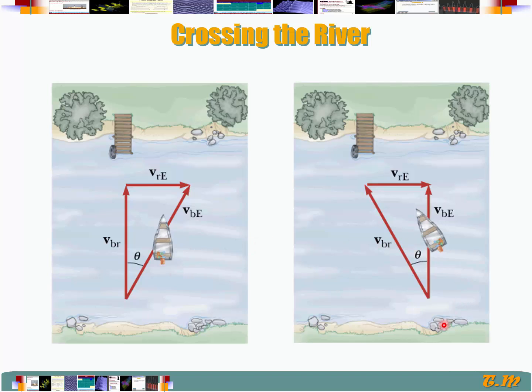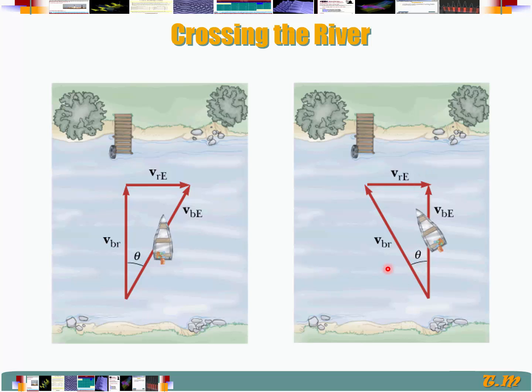In one example, we would like the boat to move in a straight line relative to the shore, relative to the earth. So the boat should cross straight from one bank to the one across from it. So to do that, the velocity of the boat relative to the shore or earth should have only this vertical component. But the velocity of the boat relative to the river should be this way, just to compensate for the fact that the river is moving in this direction.